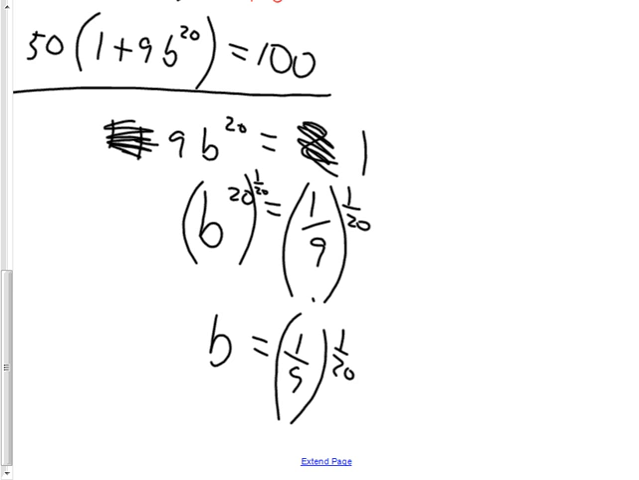Now I can rewrite the whole equation. I'll do it in red. y equals 100 on top over 1 plus, we got 9 for the a value, times the b value is this little complicated thing, 1/9 to the power of 1/20th, to the x power. Raise your hand if you comprehended that. Good. Because I don't think comprehended is actually a word.